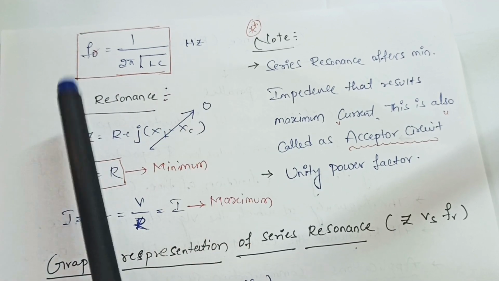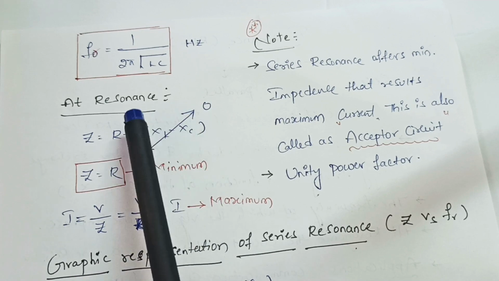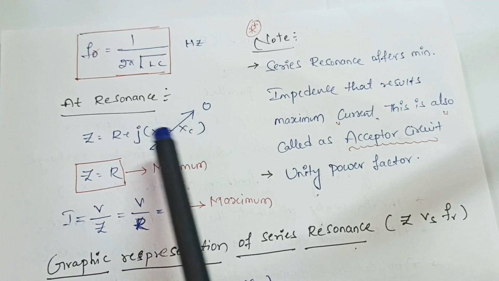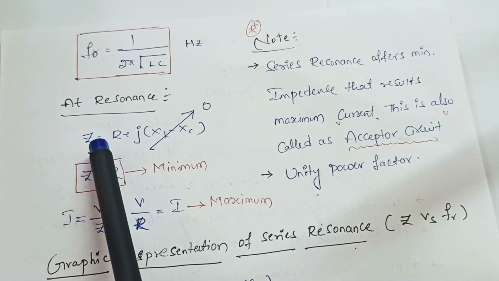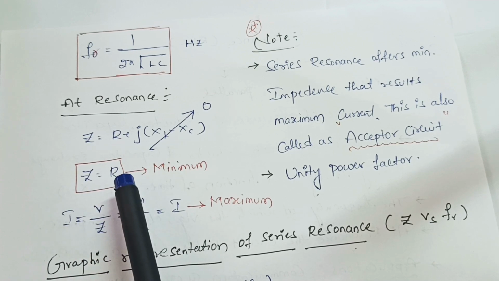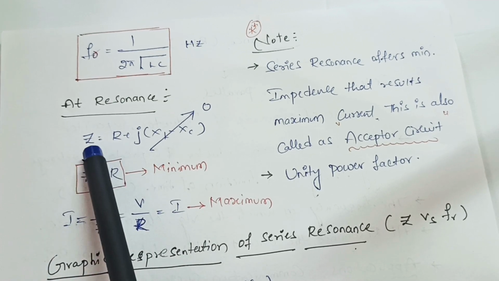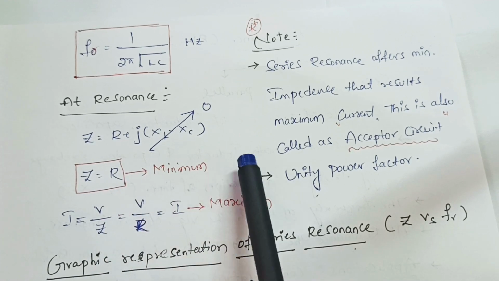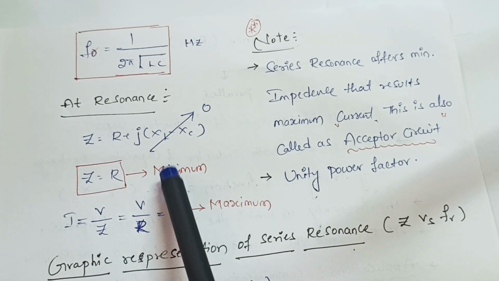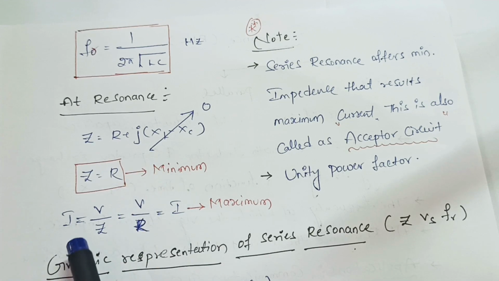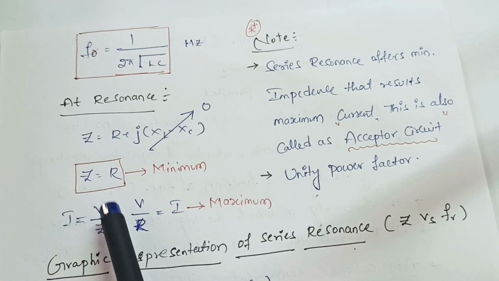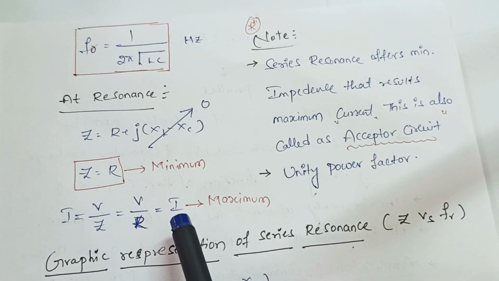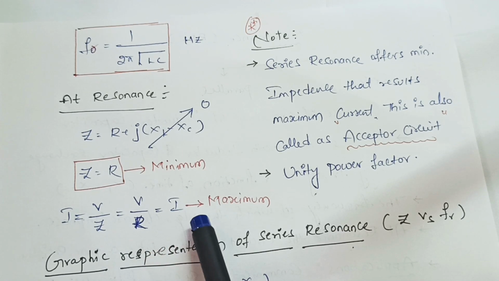Now, at resonance, what is the condition? The imaginary part is 0. With the imaginary part 0 in the impedance, I get Z equal to R. This is the minimum value compared to the total equation. If the impedance Z is minimum, then from I equal to V by Z, the current response is maximum.